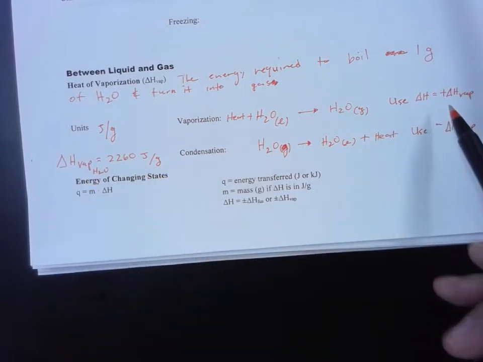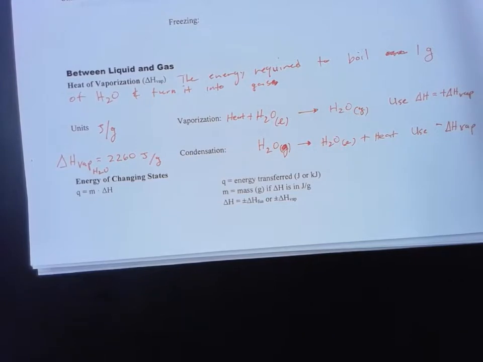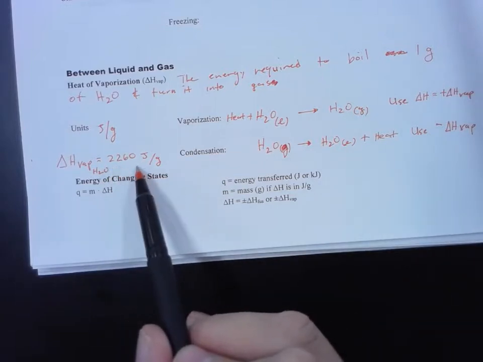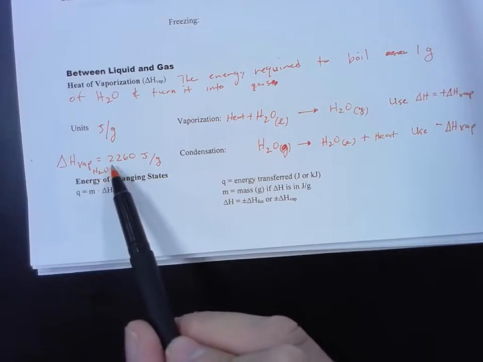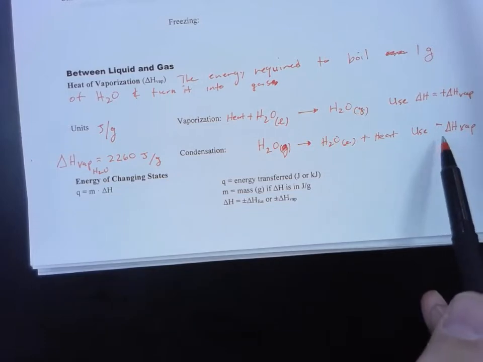So if I was going to do a problem that asks me how much energy was used to boil off 1 gram of water into 1 gram of steam, I'm going to use this formula right here, and it's going to be positive. Now, what if it said 1 gram of steam turns into 1 gram of boiling water? Well, then I'm going to use the negative value of that.